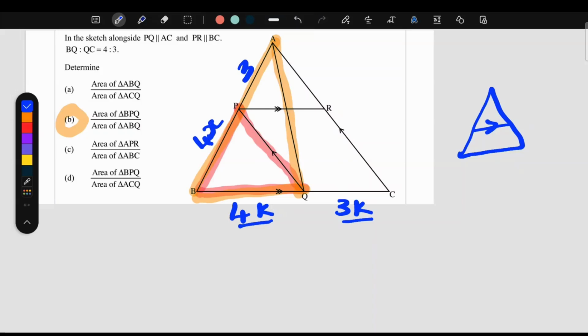I'm going to use another letter because that's a ratio. And that's prop theorem. I'm going to write that down. BQ over QC, that was given, is the same as BP over AP.